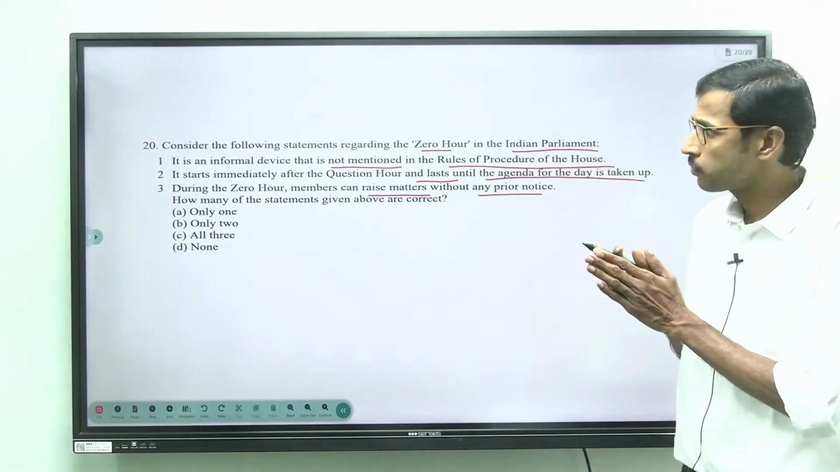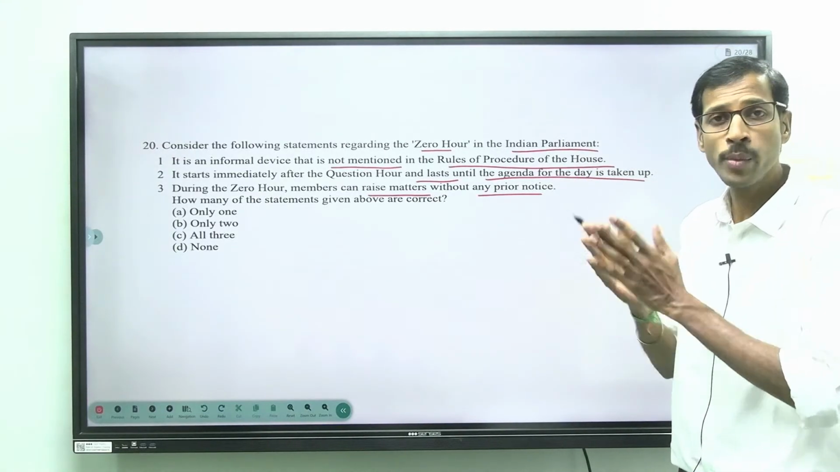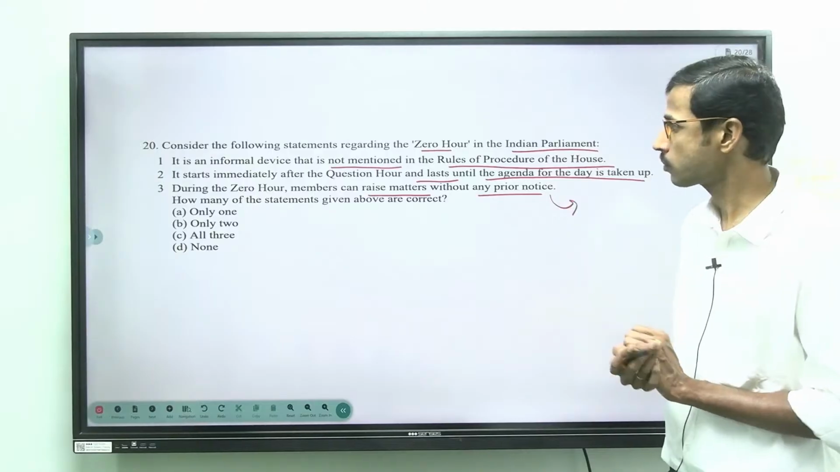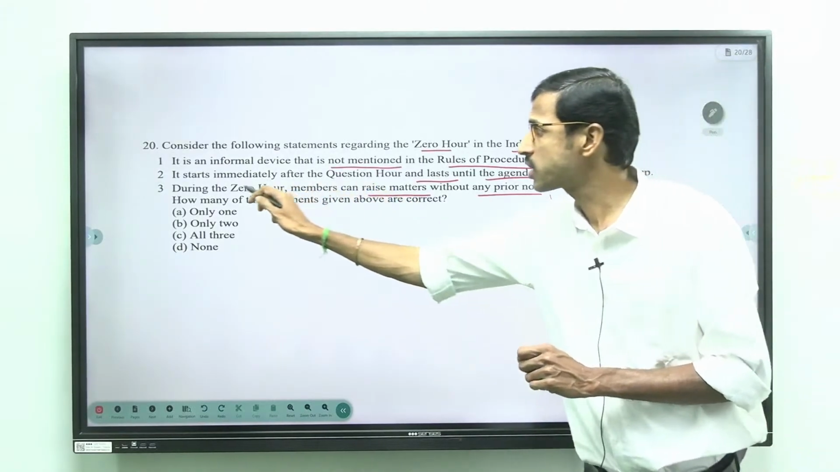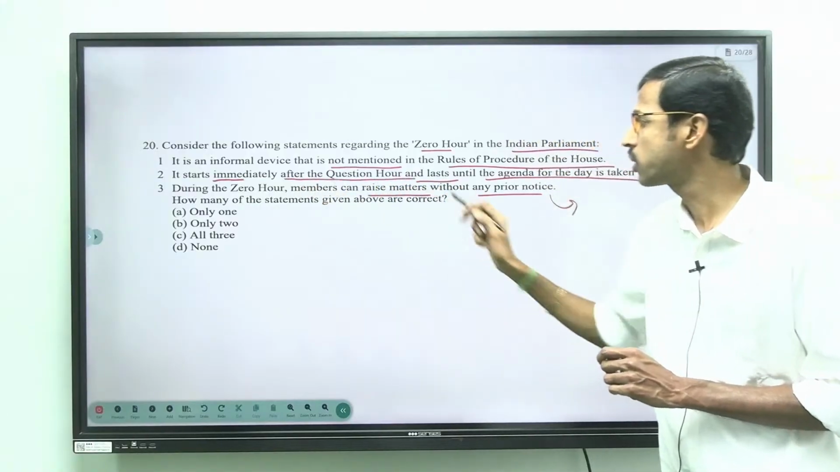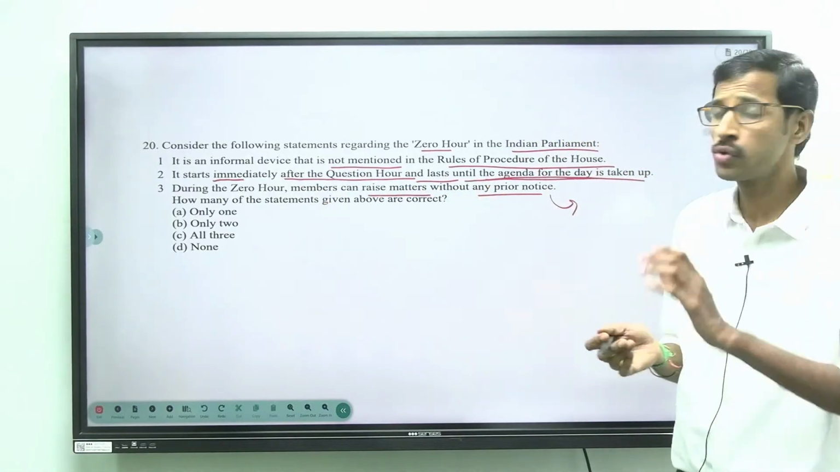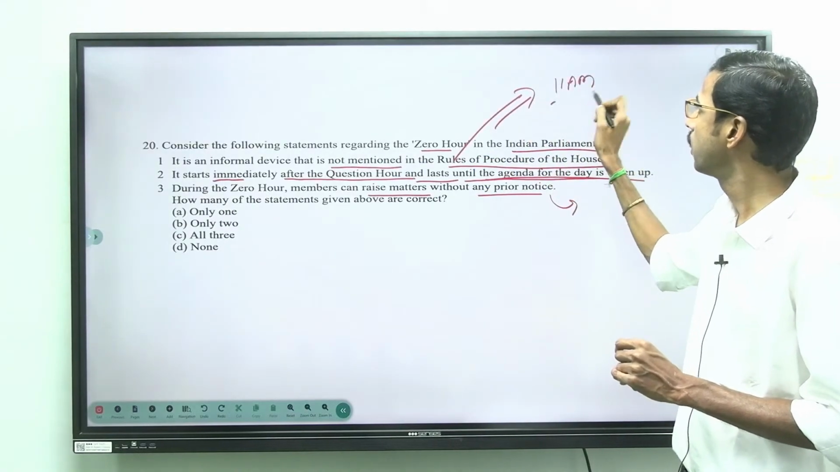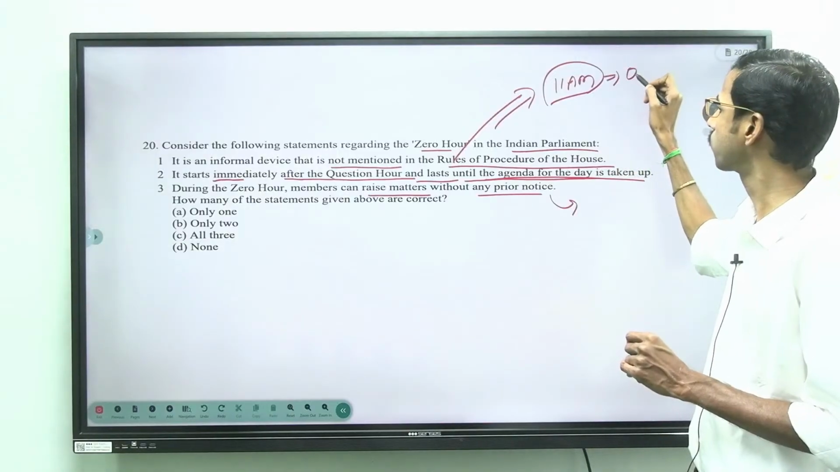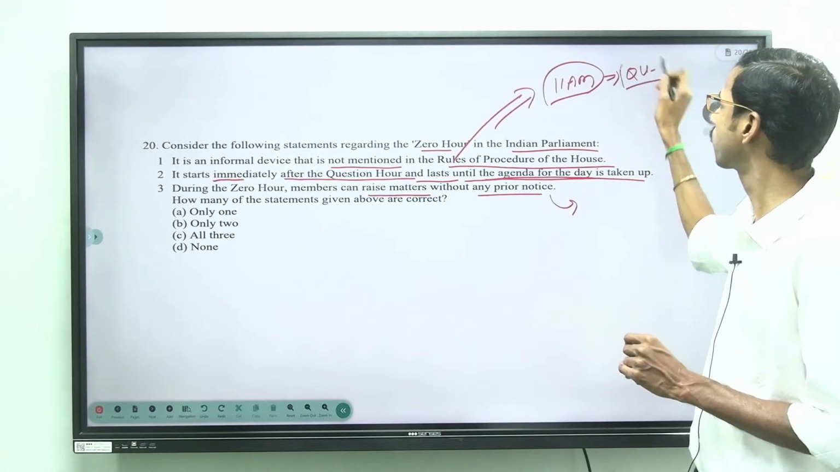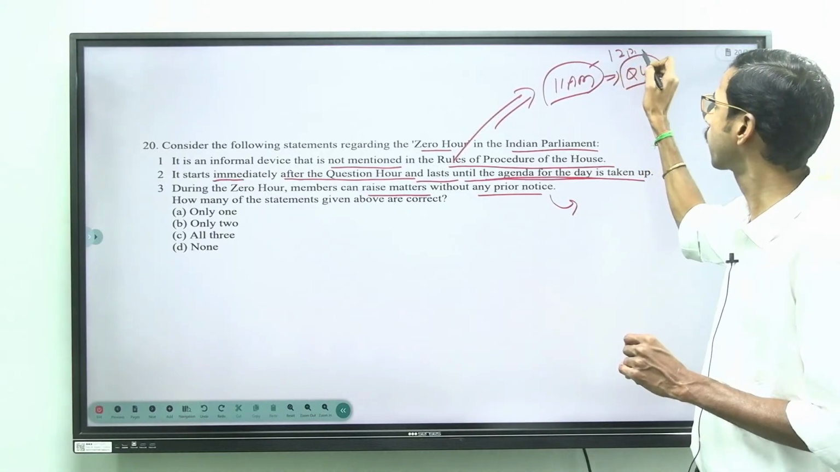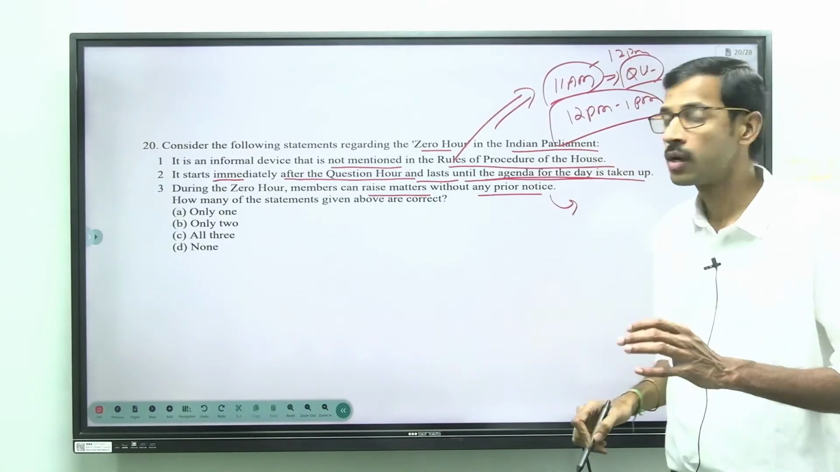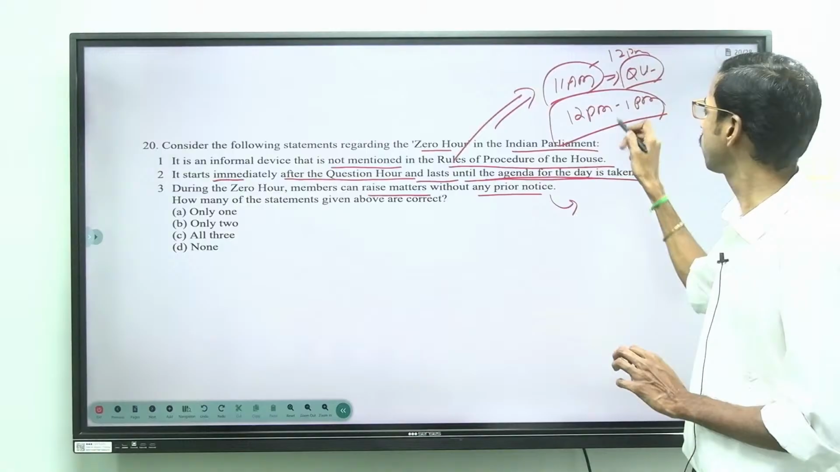So, of the 3 statements, you may consider that all 3 are correct. But if you see the third statement, first start from the second statement: it starts immediately after the question hour and lasts until the agenda. You know the session starts from 11 AM, right? So immediately after starting at 11 AM, first of all comes the question hour, from 11 AM to 12 PM, right? So it may be cut from 12 PM to 1 PM, right? So Zero Hour can be conducted during this period only, right?